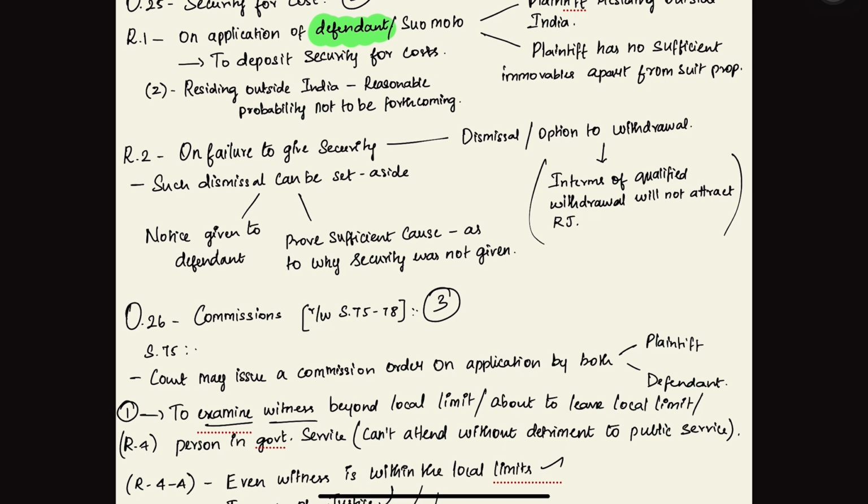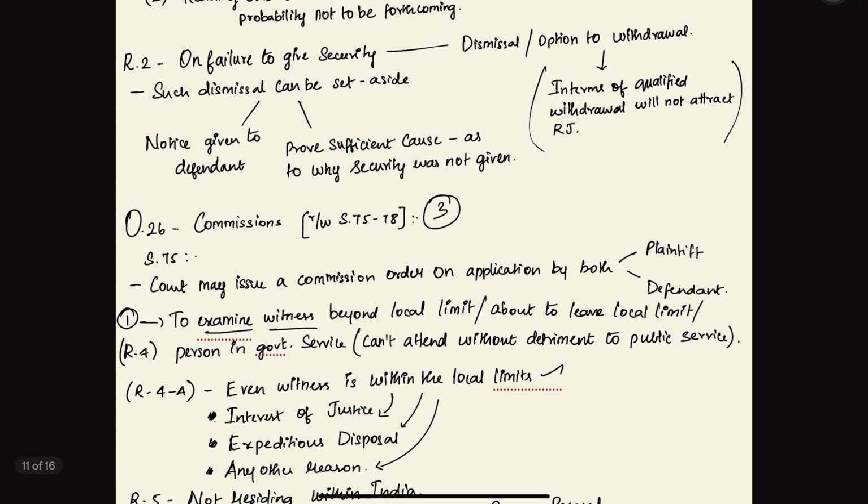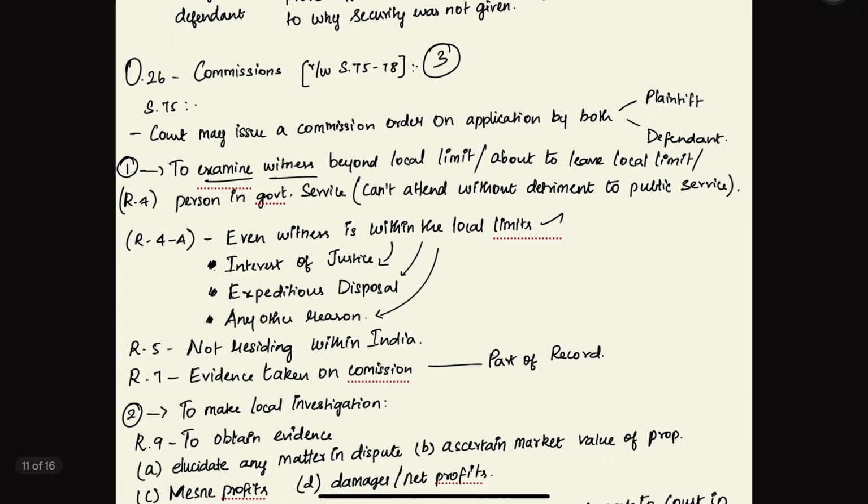So that is the full essence of the situation itself, where the plaintiff has to provide some security, because flight risk is involved here. If he does not provide any security, that leads to dismissal of the suit itself, or the option of withdrawal is given to the plaintiff. So such dismissal can be set aside when notice is given to the defendant, and the plaintiff can also put forth his arguments as to why the security is not given, right? So such dismissal can only be set aside on these two grounds.